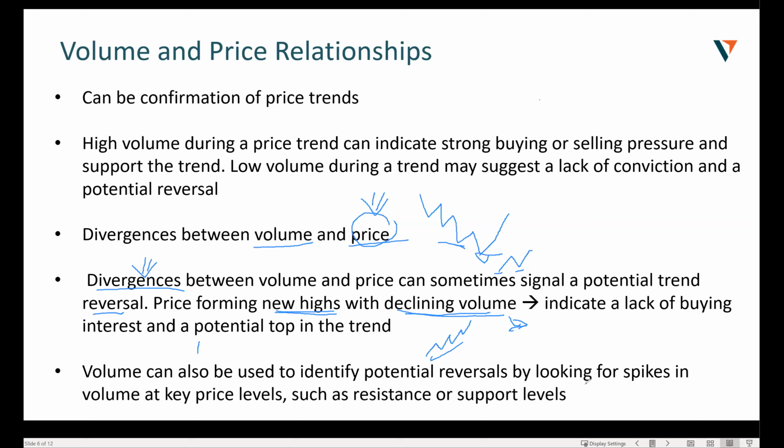So this is how volume can be useful in identifying reversals. We can also look for spikes in volume at key price levels. So at key support resistance levels, you want to see ideally an increase in volume, so it indicates higher interest.